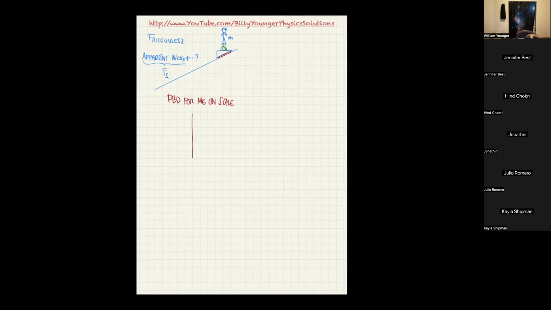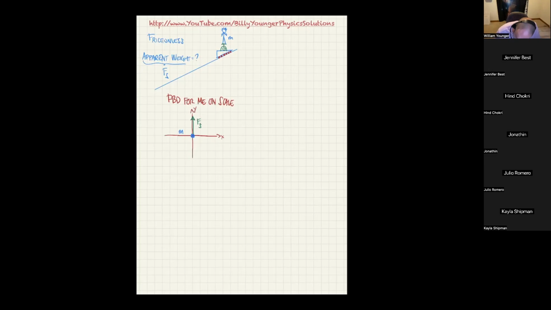I'm going to draw the coordinate system like this. All I really care about in this case is what's happening in the y direction, and you'll see why in a second. So what I have here is a mass m, with a force due to the scale acting on it. I'm going to call this direction the positive y direction, and this direction the positive x direction.